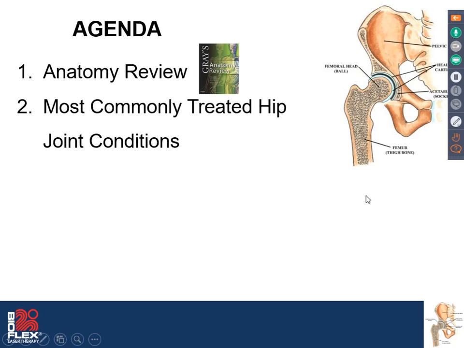I'm going to discuss some of the most commonly treated hip joint conditions. These are the types of conditions that we tend to see as clinicians. I'm not going to go over all the hip conditions, there are just too many, but ones that will more than likely come across your plate at the clinic, so we can talk about that.